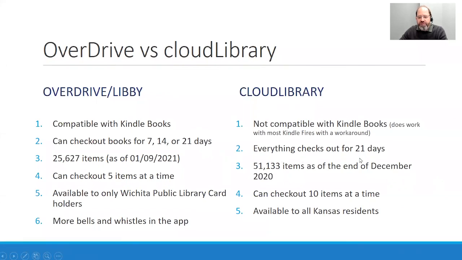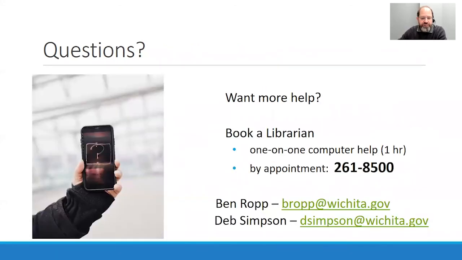In the Cloud Library, everything checks out for 21 days. They have a larger collection than we do. They allow checkout of 10 items at a time. I do find that sometimes with some of the bestsellers that are popular, or maybe not the most popular, I have found things there that are not in our collection, and vice versa. But I was sometimes able to find items that had a hold list in OverDrive, but Cloud Library had items available.